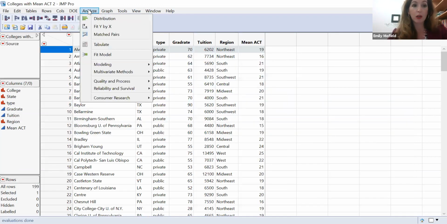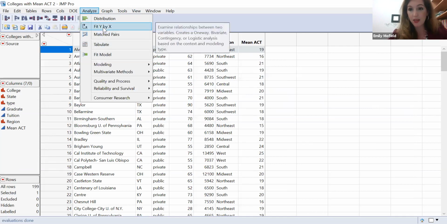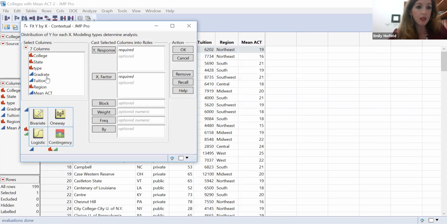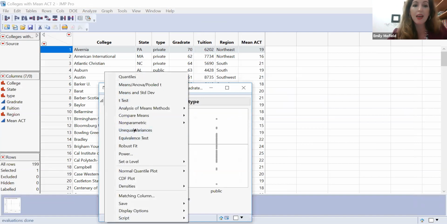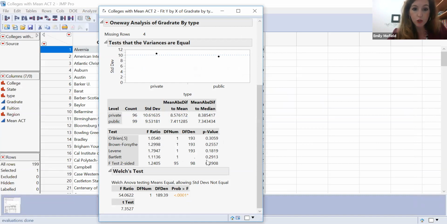So what I'm going to do, I'm going to go to Analyze, Fit Y by X, and then my dependent variable is grad rate, and my independent variable is the groups, the type of school. So I click OK, and then you go to Unequal Variances. And you will see that it shows you the p-value for the Levene's test. And I'm asking, hey, are the variances between private schools and public schools pretty much comparable?